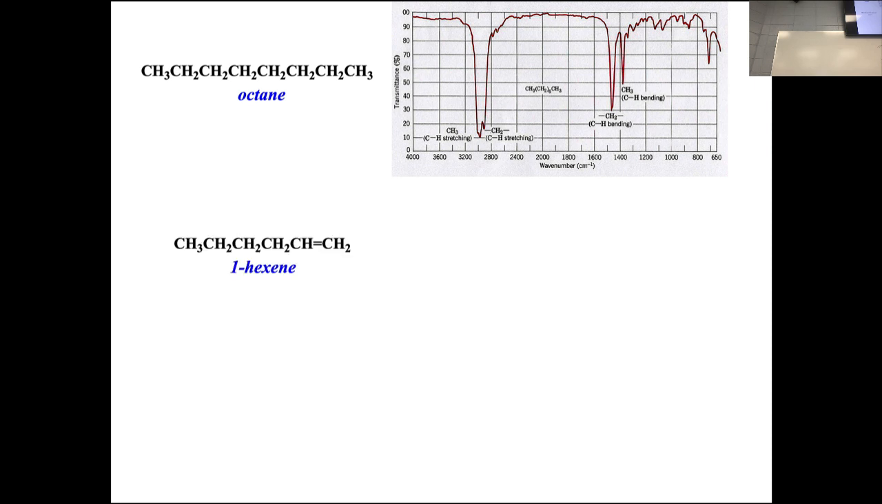Now, I'm removing a couple of carbons too, but I've gone from an alkane functional group to an alkene functional group. Now tell me what you expect to see.